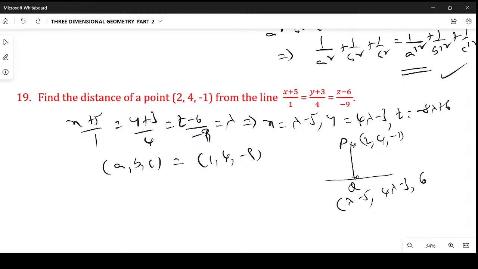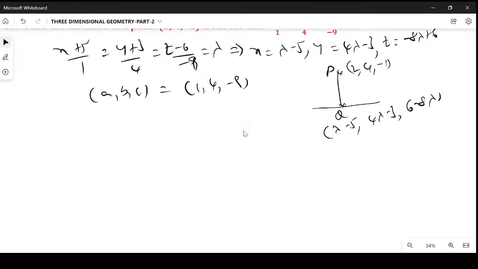This is 6 minus 8 lambda. This is the general point I have taken, Q. But the line PQ is perpendicular to the given line, because we know the DRs of this, right? But what are the DRs of PQ bar? I can find the DRs of PQ bar. If we find the DRs of PQ bar, what do we compare?